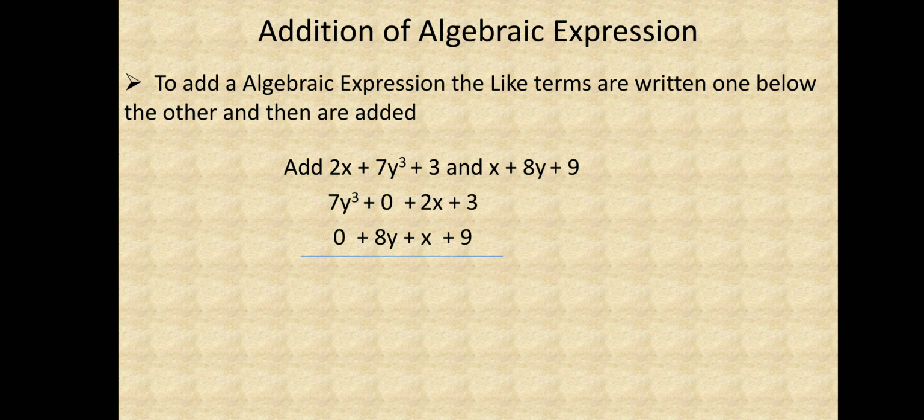We will add it normally, how we usually add, but in this you should not check the variables, just add like how you normally add numbers. So you get the answer as 7y cube plus 8y plus 3x plus 12. How did we get it? Let me tell you. Now you have 3 plus 9, which is equal to 12. So we write 12 at the bottom.